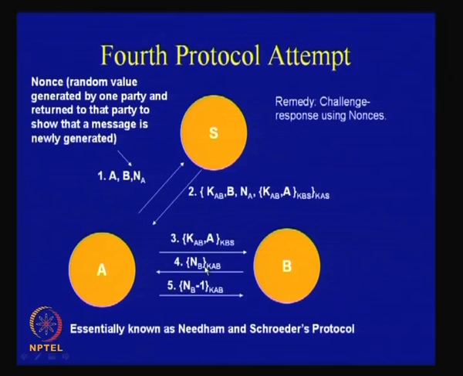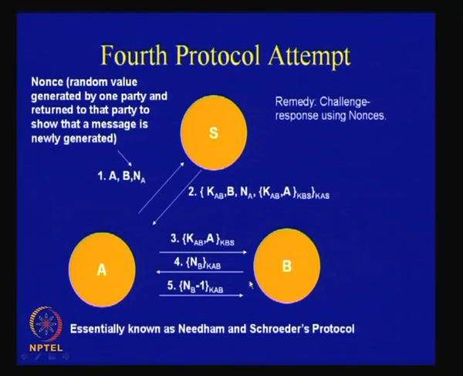Now, what it does further is that it generates a fresh NB, which is again a nonce, encrypts it with KAB, which is the new session key, and sends it to A. Now, A decrements this NB and obtains NB minus 1, again encrypts it with KAB and sends it back to B. Now, you note that this exchange gives a guarantee to B that this is a freshly generated key.